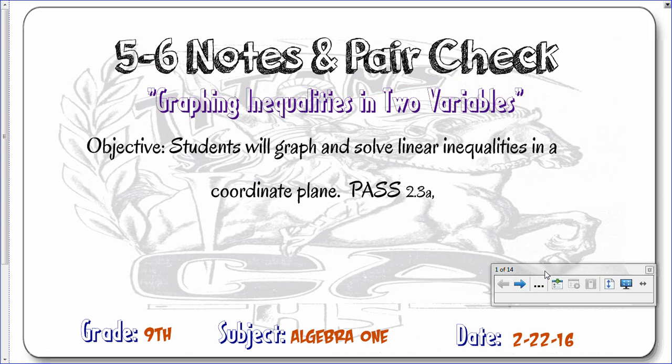Okay, 5-6 notes of paired tech. We're going to graph inequalities with two variables. Okay, have we done something similar to this? Yeah, that's all we've been doing here, guys. Been graphing lines for the last couple of weeks.